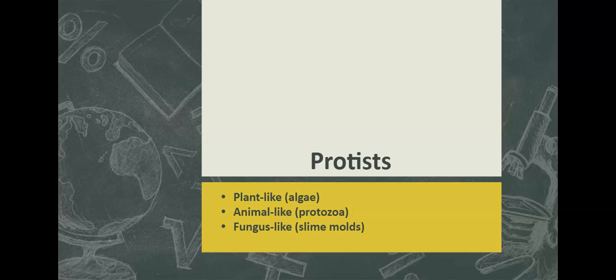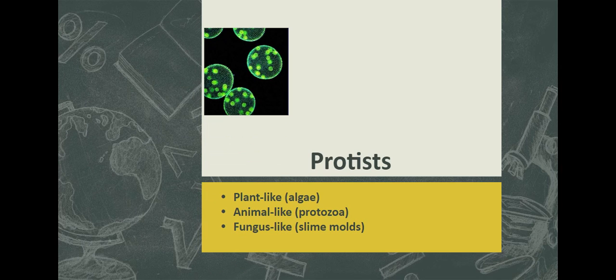Okay, everybody, we are now going to look at page 10B for your second half of your graphic organizer for this unit. We're going to start by talking about the Protist kingdom. The Protist kingdom is kind of a catch-all kingdom that includes three different groups. There are plant-like protists, which are called algae. We have animal-like protists, which are called protozoa. And we have fungus-like protists, which are called slime molds.